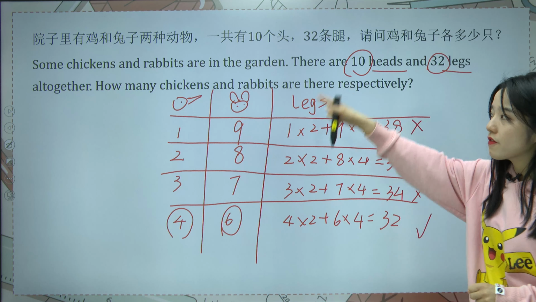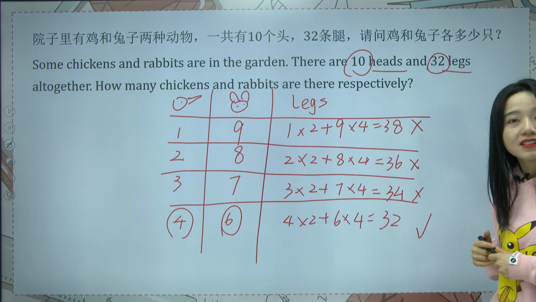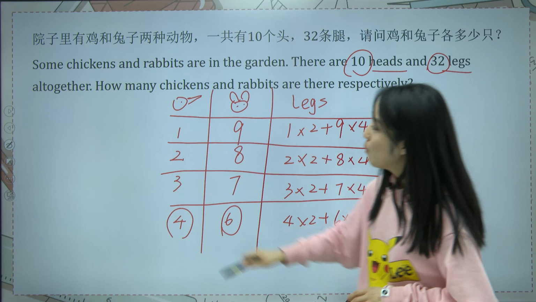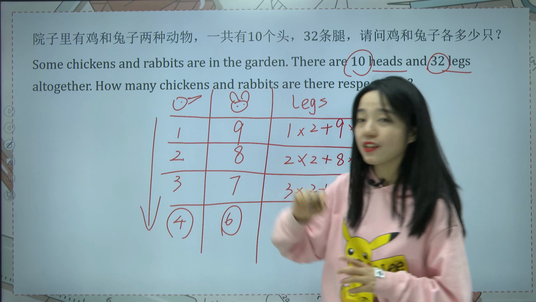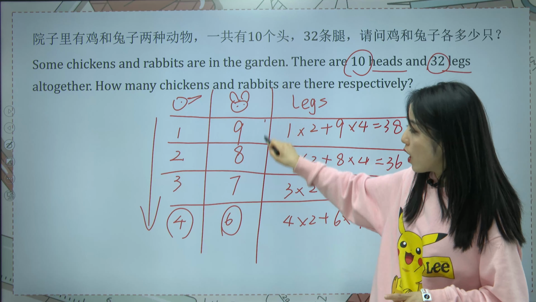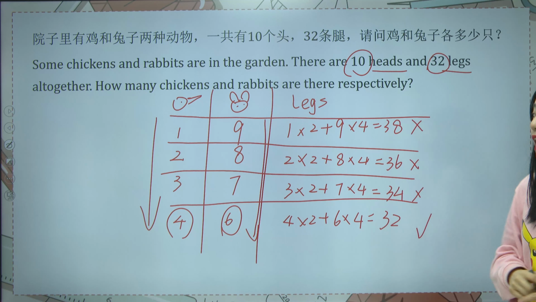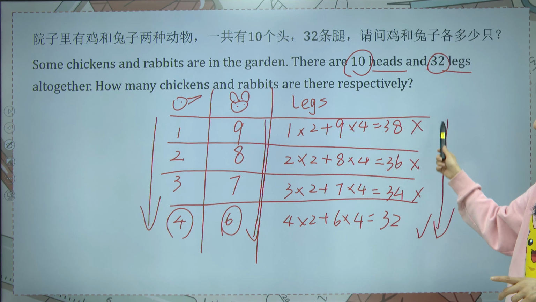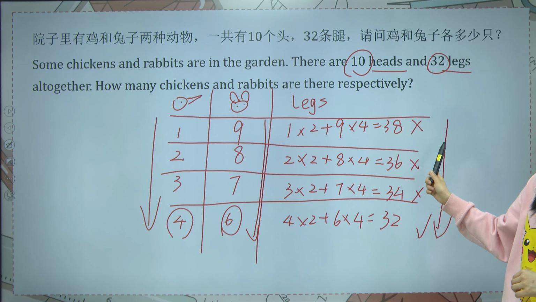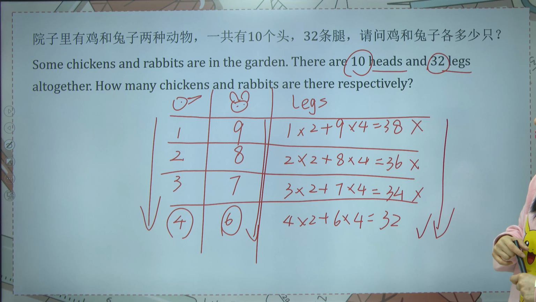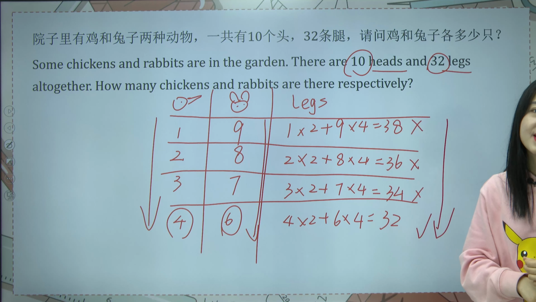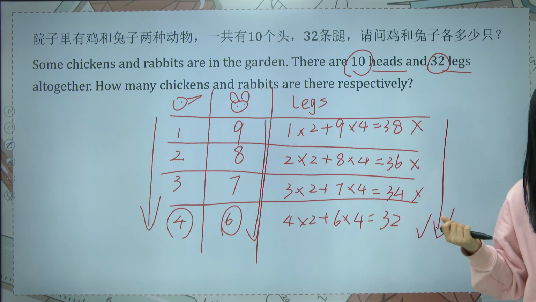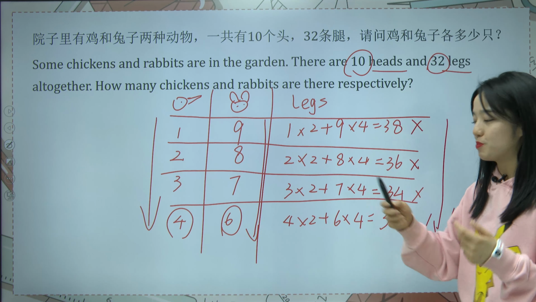And let's observe the table. What pattern can you find? When we have 1 more chicken, we will have 1 less rabbit. And how many more legs will we have? Every 1 more chicken, we will have 2 less legs. So that's the pattern we can find in this table, the first method.